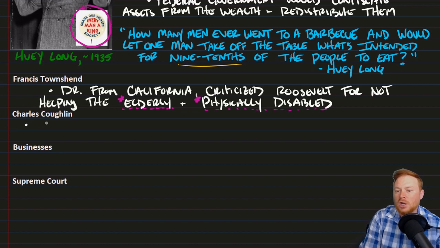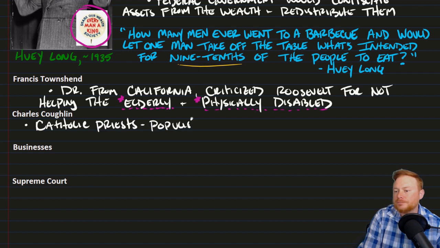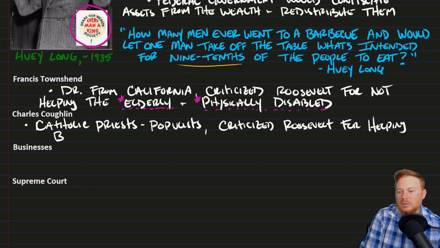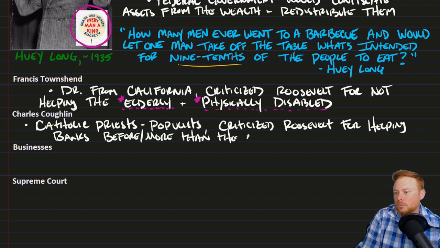Another critic was Charles Coughlin. Charles Coughlin was a Catholic priest. We'll also describe him as a populist, that is, for the people. And he criticized Roosevelt for helping banks, really before or more than the people, which in some cases there was some credibility to that.